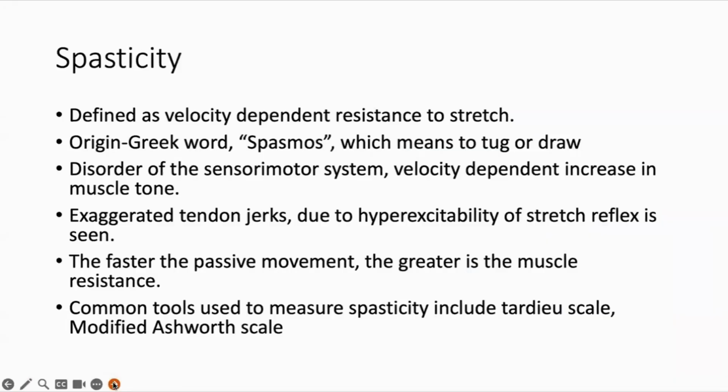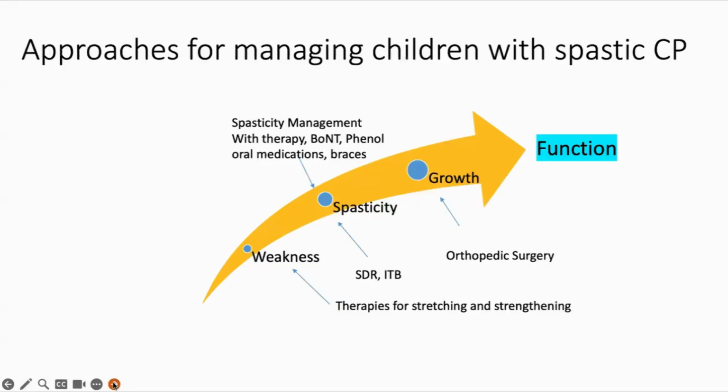Cerebral palsy, though considered a static lesion, presents with variability as the individuals get older. As we know, spasticity is defined as velocity-dependent resistance to stretch. It originates from the Greek word spasmos, which means to tug or draw. As a disorder of the sensory motor system, velocity-dependent increase in muscle tone is noted. Exaggerated tendon jerks due to hyperexcitability of stretch reflexes are seen. Increased muscle resistance is seen with faster passive movements. Common tools used to measure spasticity include the Tardieu scale and the modified Ashworth scale. Next slide, please.